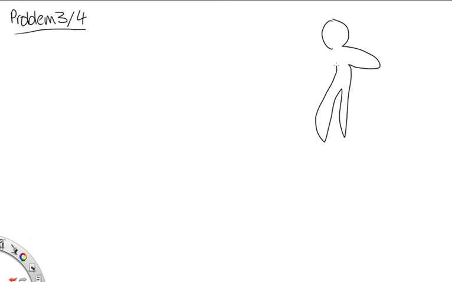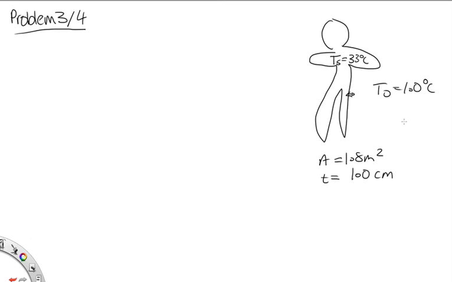Problem 3 for 1121 or 4 for 1131. In this problem we have a skier. He's wearing clothes to insulate him from the cold. So the surface area of the skier is given by 1.8 meters squared. He has clothes with a thickness of 1.0 centimeters. His internal body temperature is equal to 33 degrees C, and the outside temperature is equal to 1.0 degrees C.